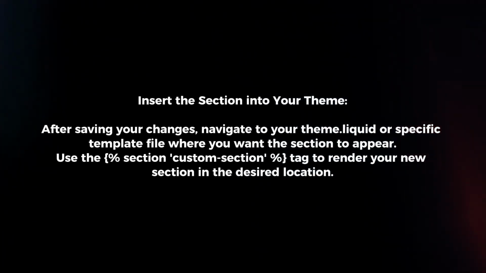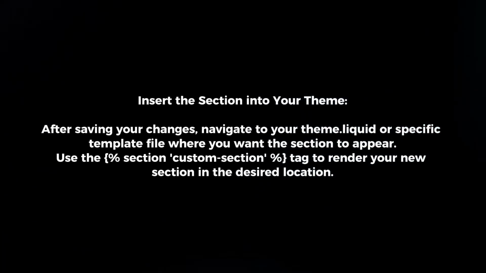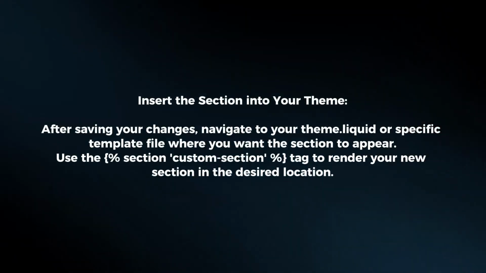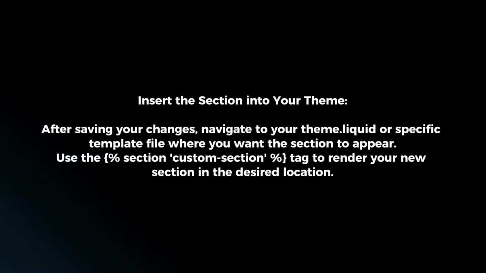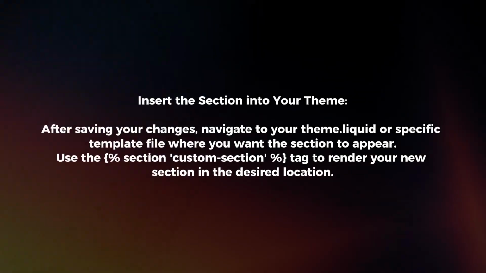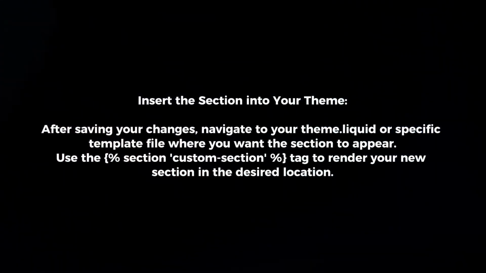Insert the section into your theme. After saving your changes, navigate to your theme.liquid or specific template file where you want the section to appear. Use the following tag to render your new section in the desired location.